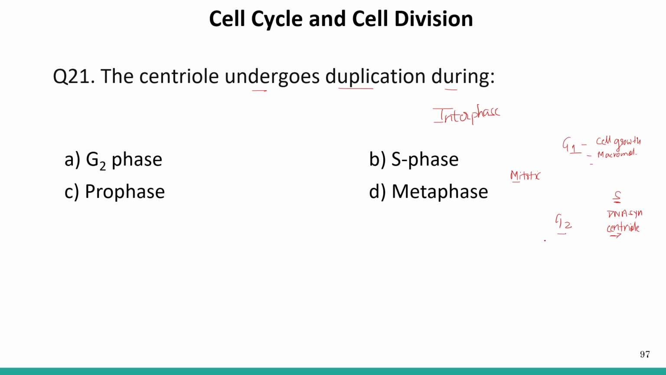During G2 phase, what happens? Final preparation for cell division is taking place. There is duplication of the cytoplasmic organelles, or you can say cell organelles, such as endoplasmic reticulum, Golgi complex and all. So what should be the answer? Answer should be S phase. Centriole undergoes duplication during the S phase.